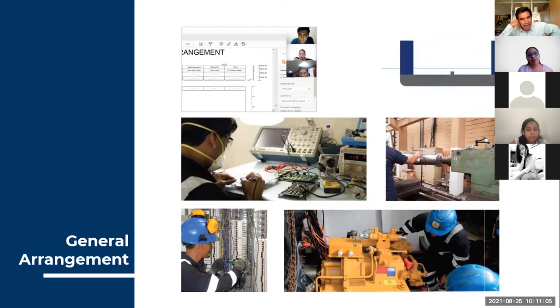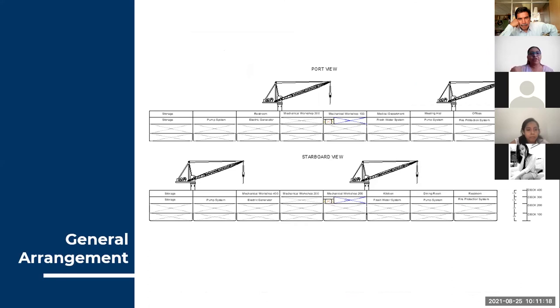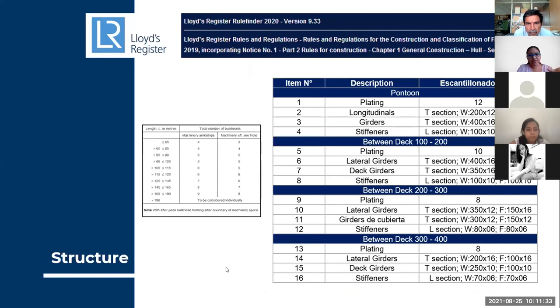And also, it was asked by our ship owner to include the workshops of the Astinave Center because it could give a lot of facilities. And here is the general arrangement plan with the crane and all the tanks distributed in the dock. Next.